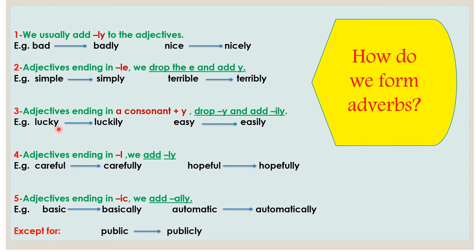Number three, adjectives ending in a consonant plus y, drop the letter y and add ily. So lucky, you're so lucky. We have the k here and y, so what should we do? We dropped the y and we added ily. Easy. We have the letter s, which is a consonant, and after it we have y, so we dropped the y and we added i and y.